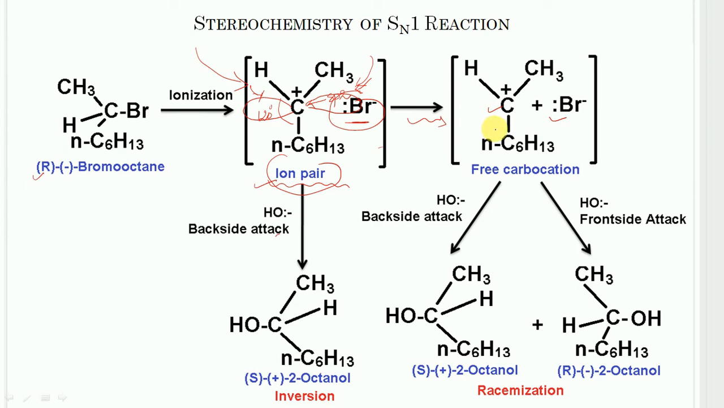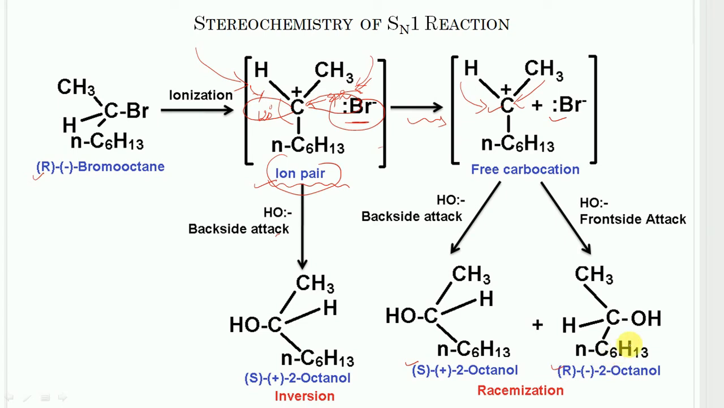The nucleophilic attack on this carbocation then occurs with equal probabilities from both sides, either from the back side or from the front side, and it can lead to the formation of a racemic mixture which will contain equal quantities of S(+)-2-octanol and R(-)-2-octanol.